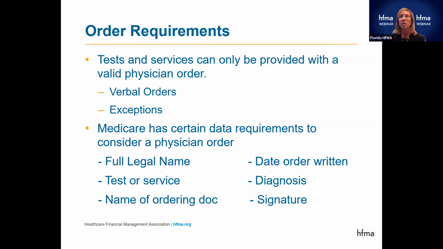All verbal orders must ultimately be authenticated by the ordering physician by subsequent written signatures, fax signatures, or computer signature. Medicare requires the following data elements to consider a physician order valid: patient full legal name, date order written, test or service ordered, diagnosis, coded diagnosis, or narrative description of the reason, name of the ordering physician or allied health professional, and signature of the physician or AHP ordering the test or services.